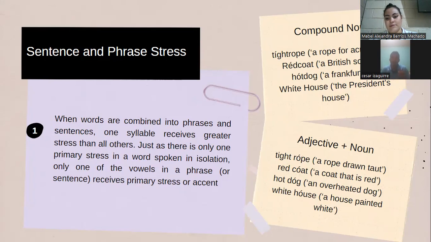For example, we have the compound noun and the adjective plus noun. In the compound noun, we have red coat, hot dog, white house. In the adjective plus noun, we have the same phrases, red coat, hot dog, white house, but with a different accent. All change depending on the accent.